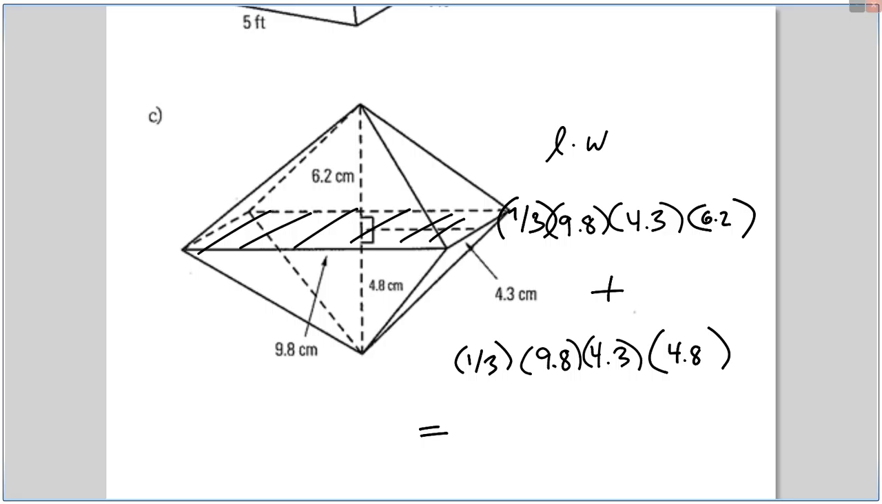Anybody have this? 761. Anybody else agree with that? No? Uh-oh. Disagreements.